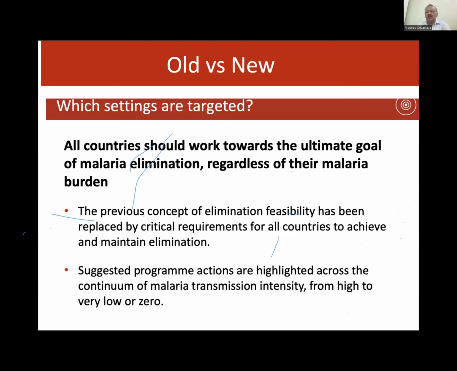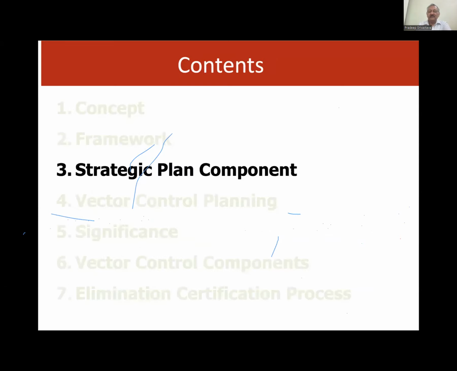while setting the target, what was the advice given by the WHO? This is basically for all the countries, that they should work towards the ultimate goal of malaria elimination. As I told you, this is already signed, this is already decided. So there is no question of going back; we have to eliminate malaria. Regardless of their malaria burden, everybody has to set this goal right, and the only thing is we have to set the strategic approach right. We have to frame our strategic plan like that. The previous concept has been changed, and this will be seen in the next slide.